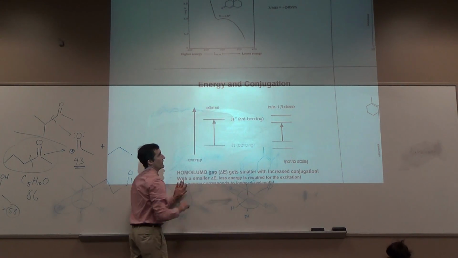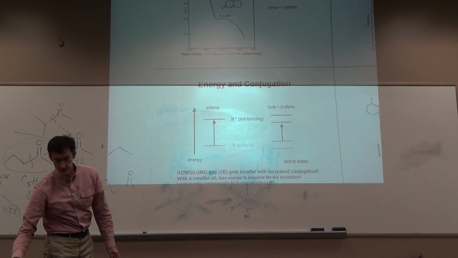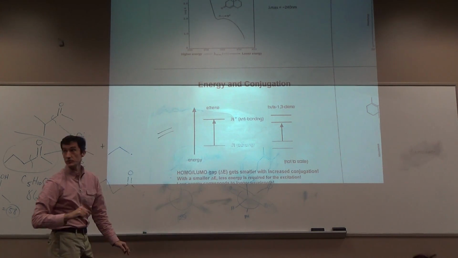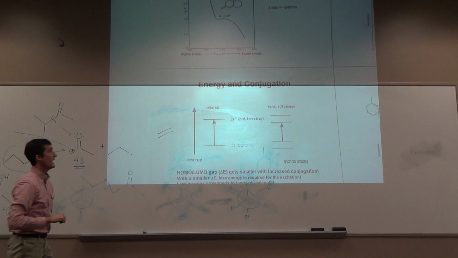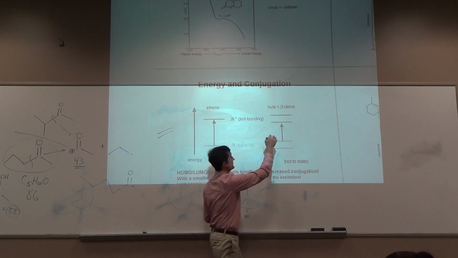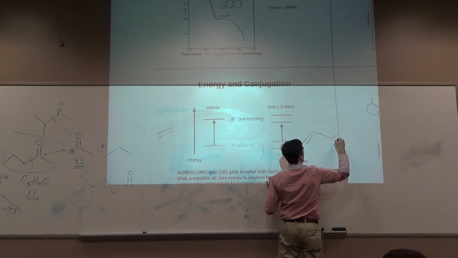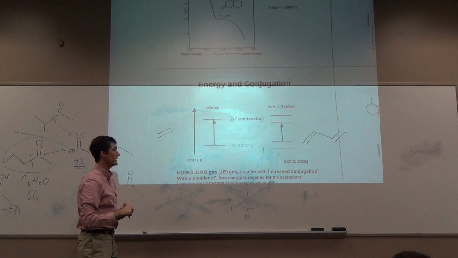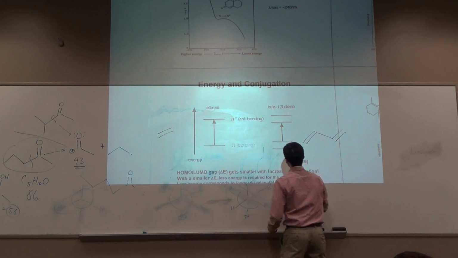Ethene, the structure there. There you go, ethene, a two carbon alkene. Ethene, pi to pi star, starting here. Butadiene would be, now we have conjugation. Two double bonds conjugated. What does this do?